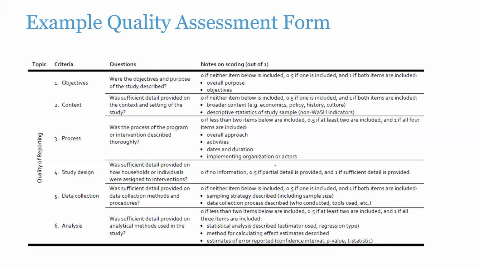So based on this, I am happy to say this study scored this, and I give it a score. For example, looking at objectives, I can ask: were the objectives and the purpose of the study described? Yes, good. Then I look at all this and give a certain value. I then ask myself about the context: was sufficient detail provided on the context or setting of the study? If it was, I check that they gave a broader concept, and then I assign a mark to that.